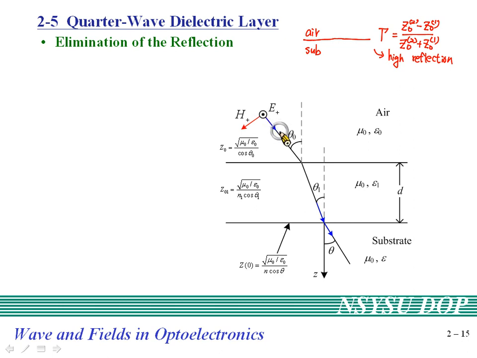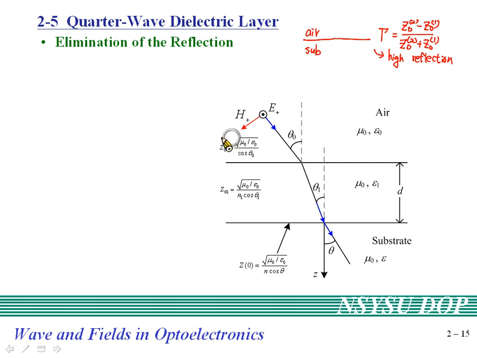An incident wave propagates with angle theta 0 with respect to the normal vector to the interface. And we will have the transmitted wave in the dielectric layer with the propagation angle theta 1 with respect to the normal vector. And in the substrate, the light will propagate with angle theta with respect to the normal vector, as shown in this plot. According to these angles, we can define the characteristic impedance in each layer.